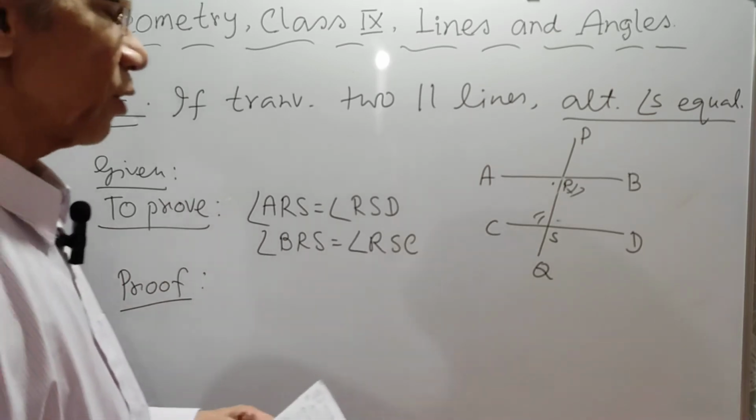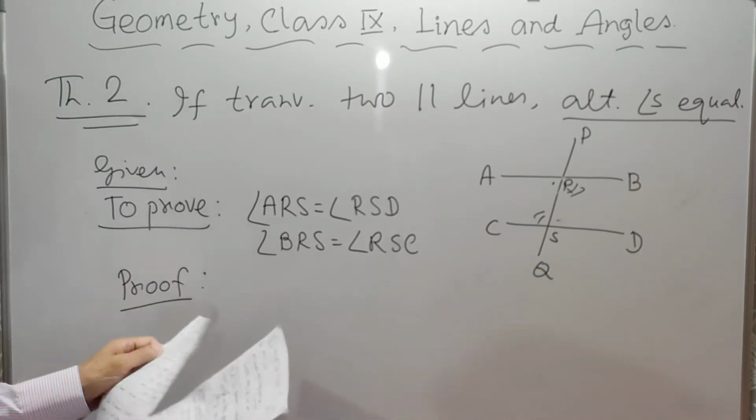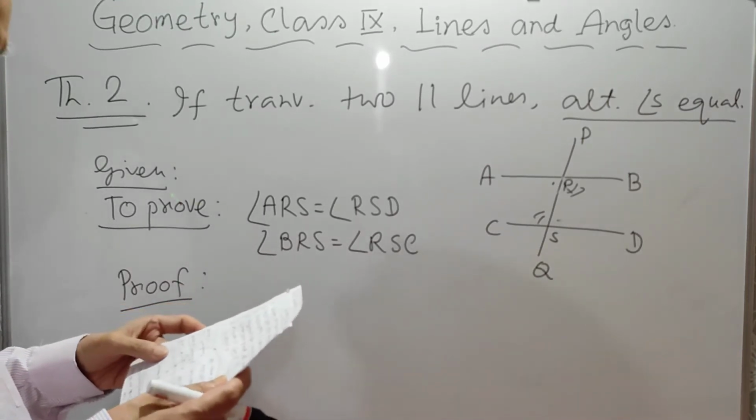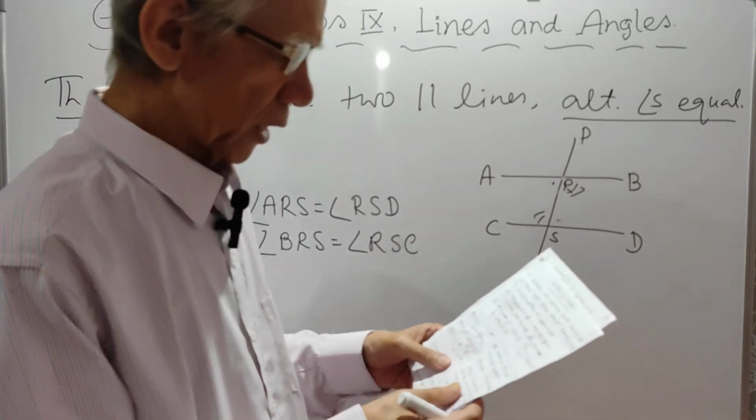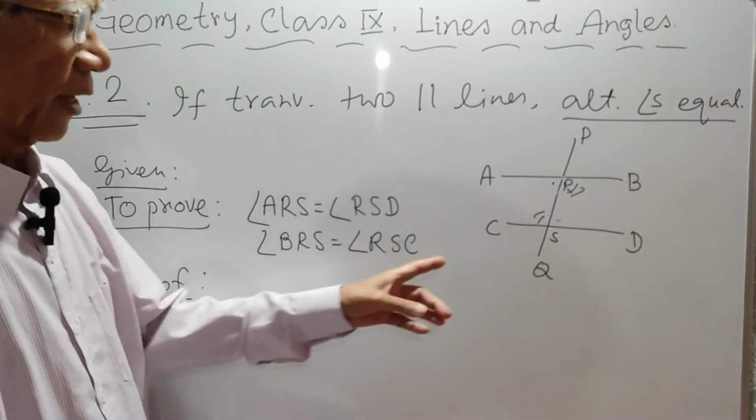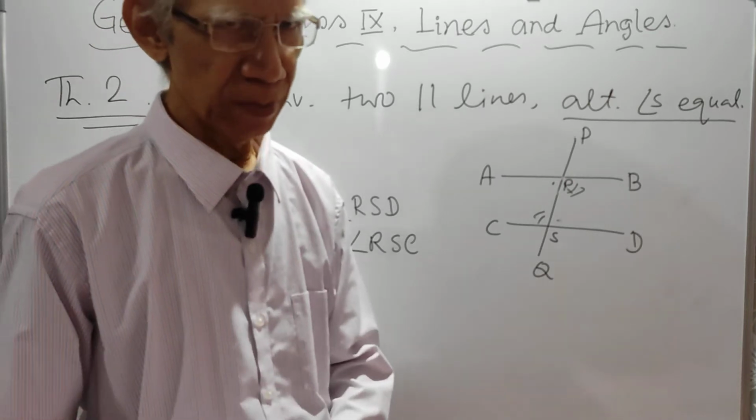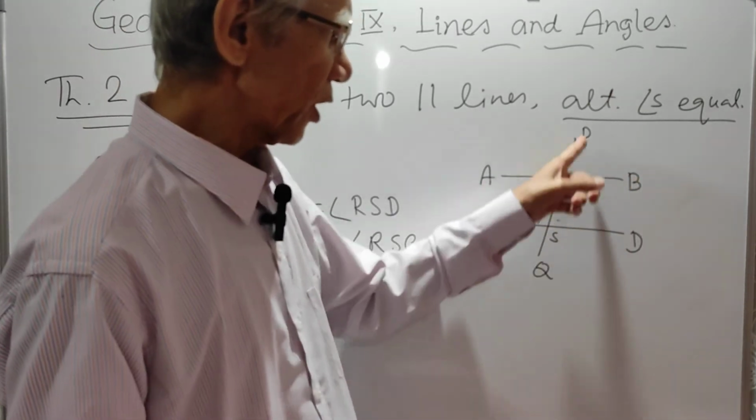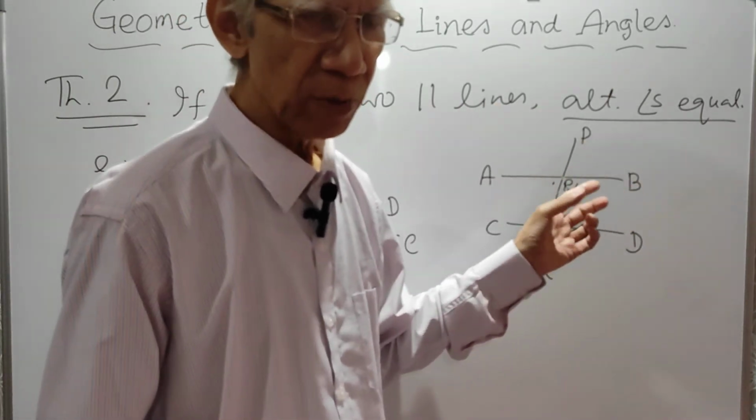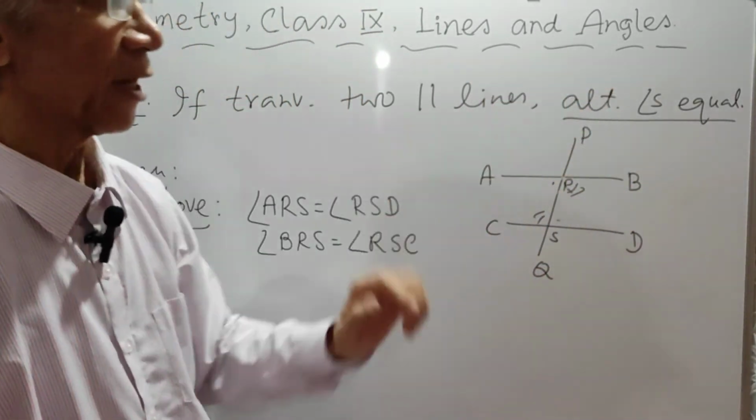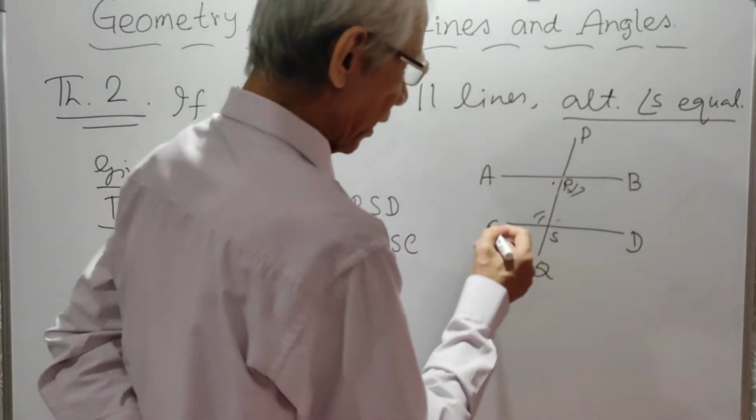Okay, now here we are going to use that axiom, axiom 3. What was axiom 3? If two parallel lines are cut by a transversal, then corresponding angles are equal. That axiom we are going to use to prove alternate angles equal. Okay. So proof, now you see AB parallel to CD.